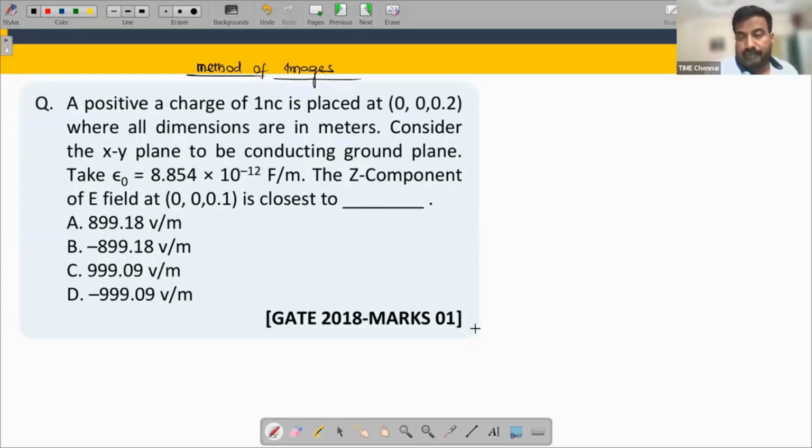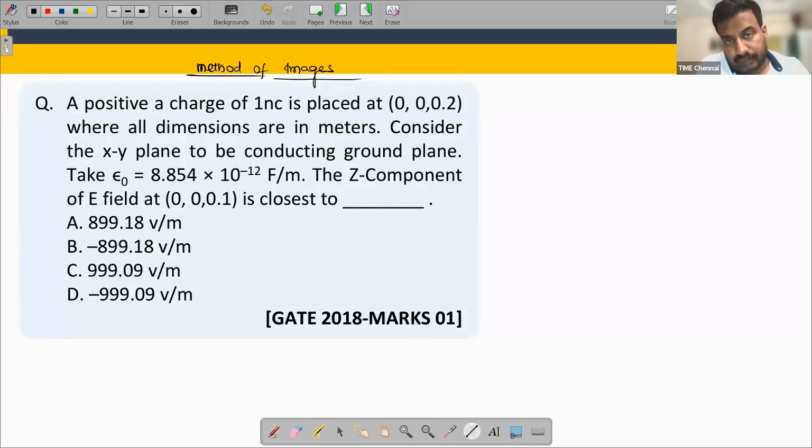What is the answer? Okay. So how to solve this?